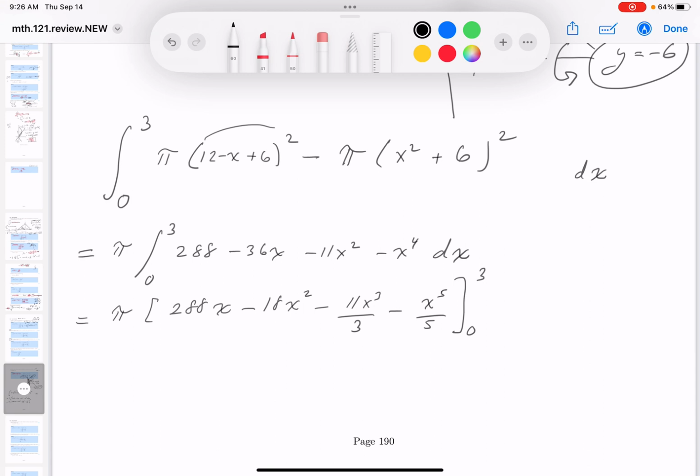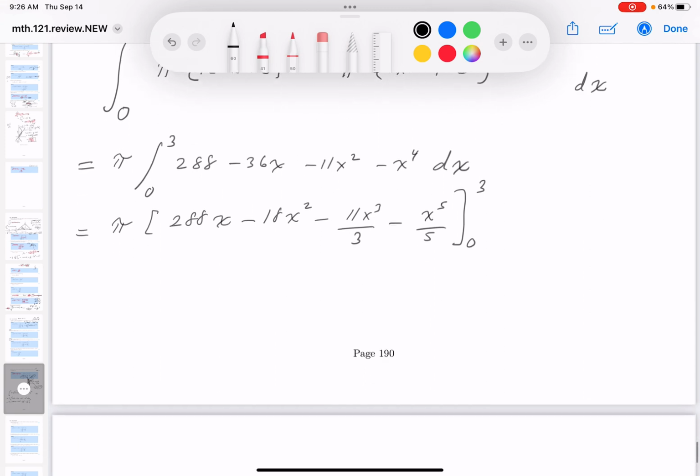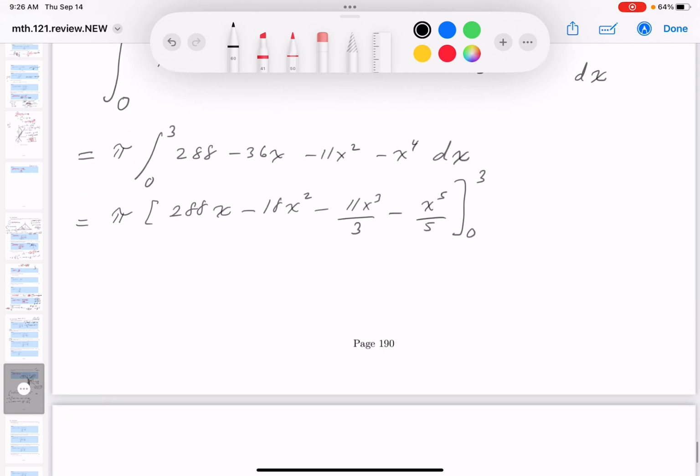Well, I do like the 0 because that bottom limit evaluates, every term evaluates to 0. It's that 3 that's killing me. Let's write this down. Pi times 288 times 3 minus 18 times, well, 3 squared is 9. That's not so bad. Over here, I'm going to simplify it because 3 cubed divided by 3 is just simply 3 squared, which is 9. So I'm going to write down 11 times 9. And yes, we'll do the arithmetic.